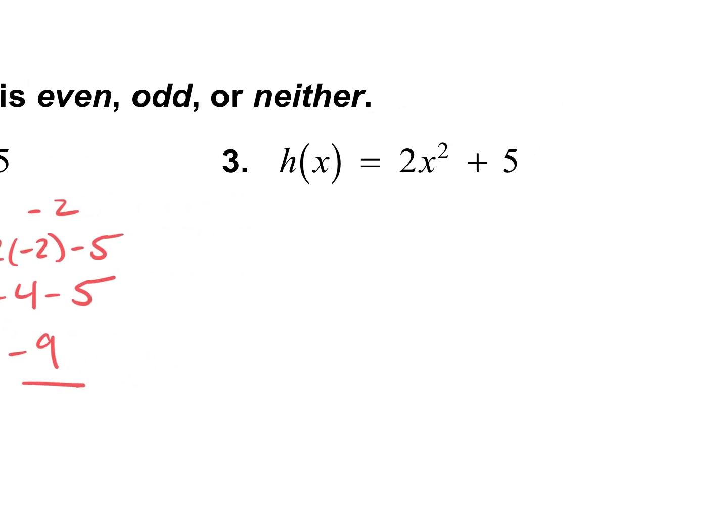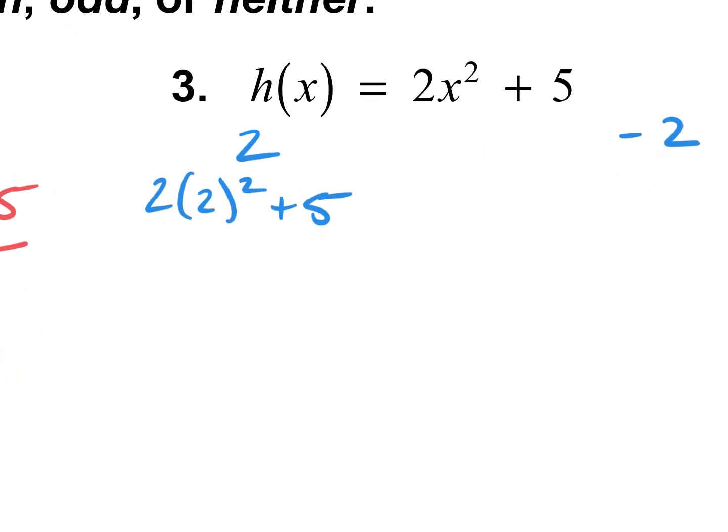Let's do 3. So again, we're plugging in the same number and its opposite. So let's plug in 2 and negative 2. So we have 2 times 2 squared plus 5. What do we have to do first here according to PEMDAS? Parentheses, but we don't have any math going on in the parentheses, so then what? Exponent. What's 2 to the second power? 4. And 2 times 4? And 8 plus 5? 13.